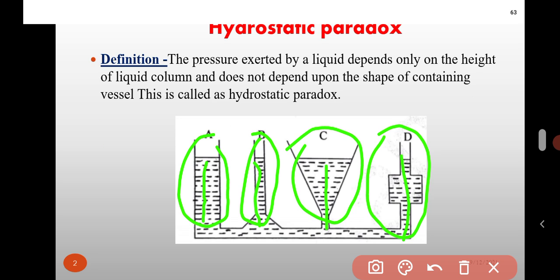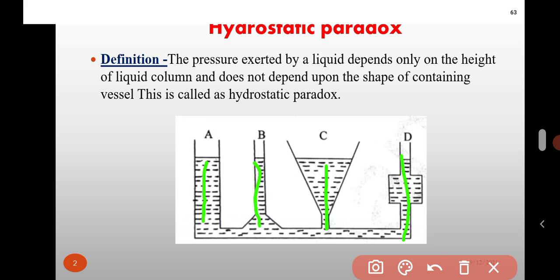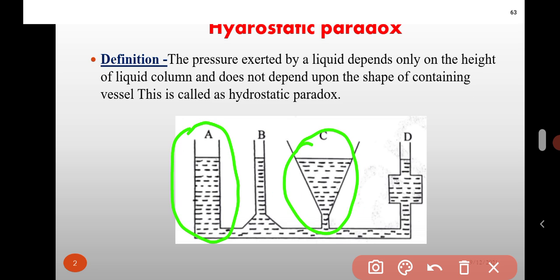Therefore in hydrostatic paradox, the pressure exerted by a liquid depends only on the height of that liquid column, and does not depend on the shape of the containing vessel, and that is called hydrostatic paradox.